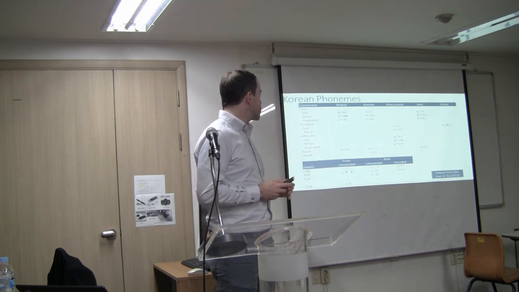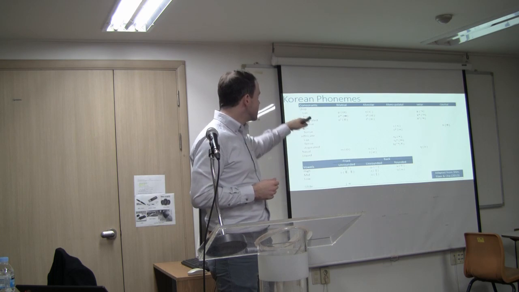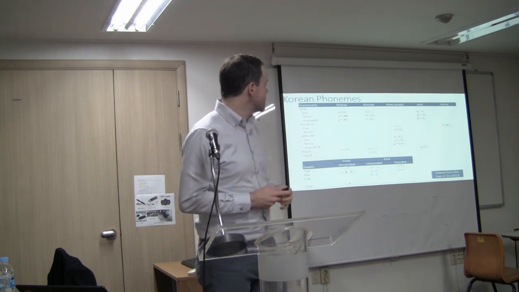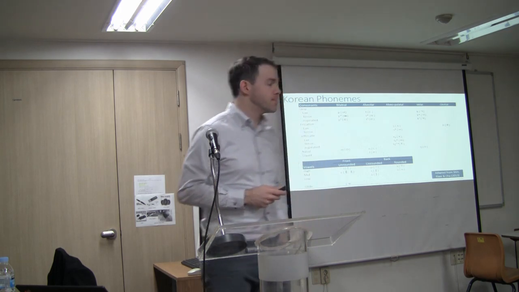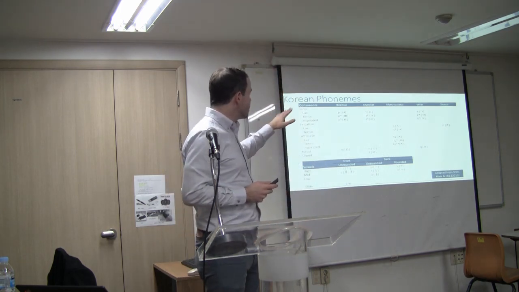And then last is aspirated. There are little H's above the letters, and these are pieup, tieut, and kieuk. Okay, great. Next come fricatives, and we have 3 of them.